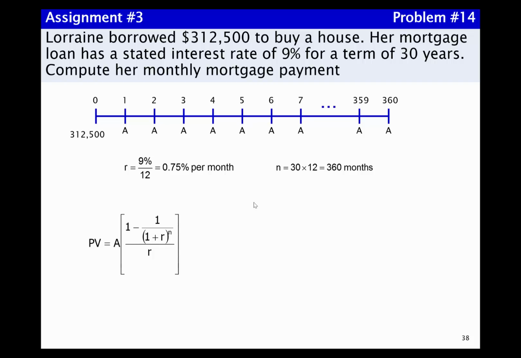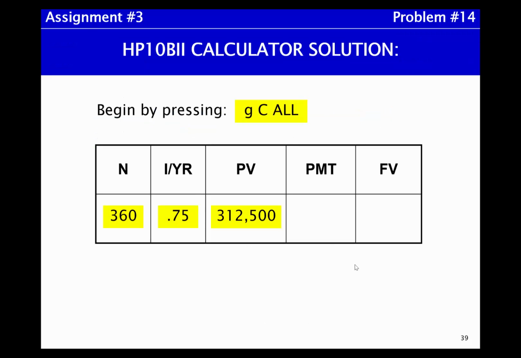Okay, we use the present value of an annuity formula. The present value is known, $312,500. The annuity, the payment, is the unknown. 1 minus 1 over, again, don't forget, 0.75% must be converted to a decimal, so it's 1.0075, raised to the 360th. All of that divided by 0.0075. If you crunch through that, you get $2,514.45. But again, we just go to the calculator, right?